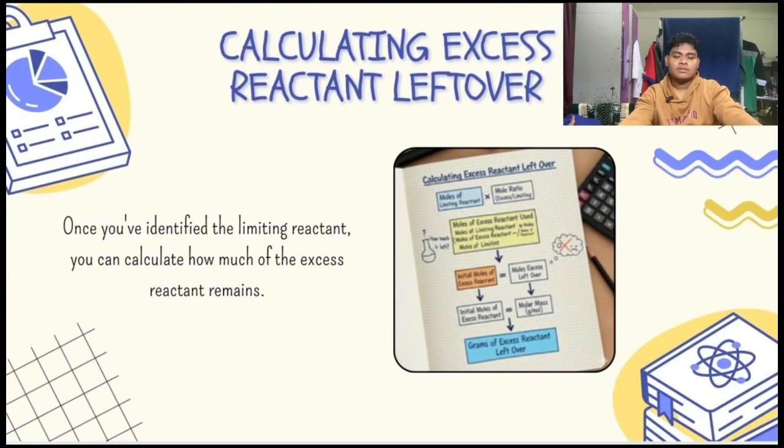And here's a quick tip. Always use the limiting reactant for any further calculations, like finding the amount of product or excess. Using the excess reactant will give you a theoretically impossible answer. That's all from me for stoichiometry and limiting and excess reactants.